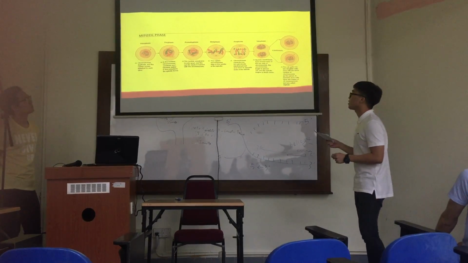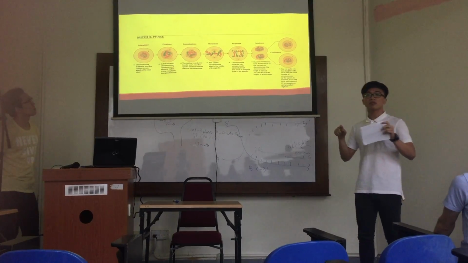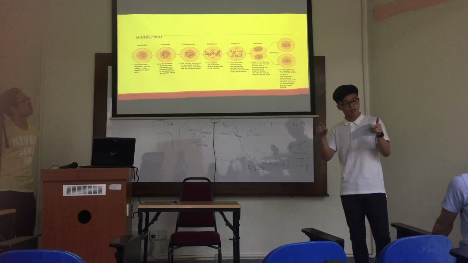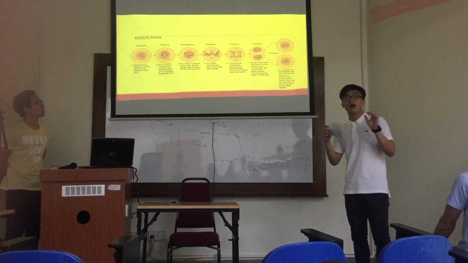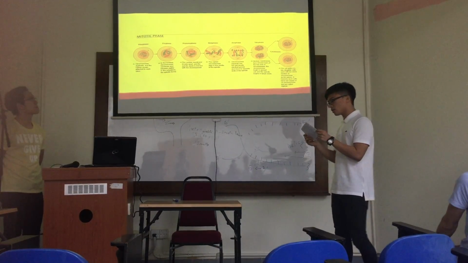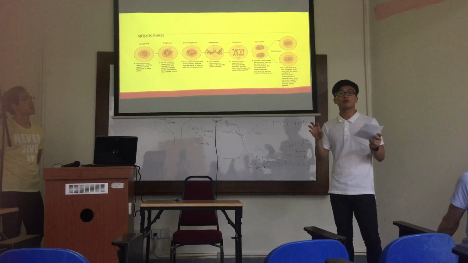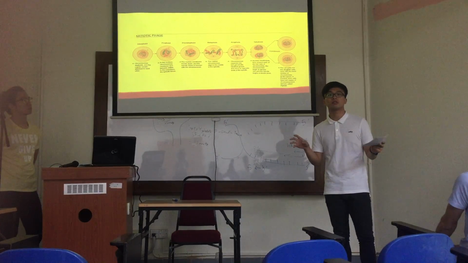During telophase, we have our sister chromatids. So nuclear envelopes will form at both sides of the sister chromatids. Then the chromosomes will uncoil and decondense. And next, two diploid nuclei will be formed at each side of the centrioles.